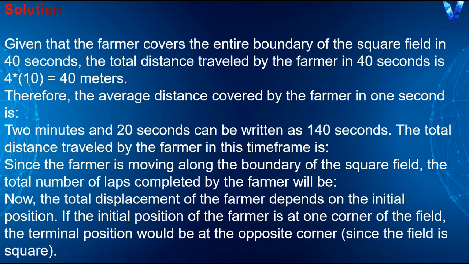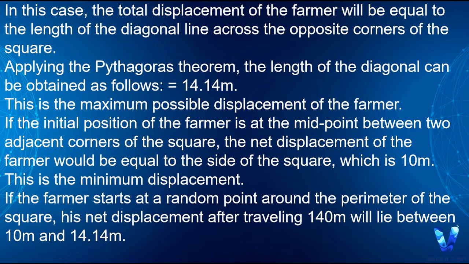Now, the total displacement of the farmer depends on the initial position. If the initial position of the farmer is at one corner of the field, the terminal position would be at the opposite corner, since the field is in square shape. In this case, the total displacement of the farmer will be equal to the length of the diagonal across the opposite corners of the square. Now, by applying the Pythagoras theorem, the length of the diagonal can be obtained as follows: 14.14 meters. This is the maximum possible displacement of the farmer.